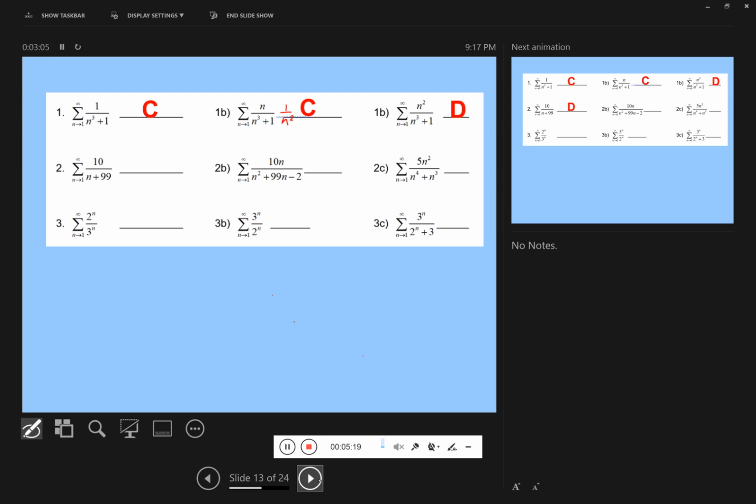So how'd you do? Number 2, did you think of it as just 1 over n, so it diverges, right? 2b would be like a 1 over n, so it diverges. The next one, oh, that's like a 1 over n squared, so that would converge.